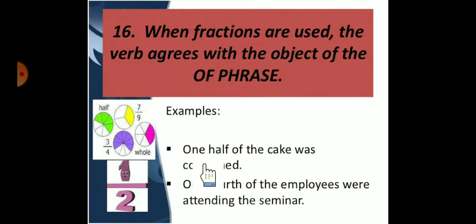For example: "One half of the cake was consumed." "One fourth of the employees were attending the seminar." When there is one half of the cake, where cake is singular, a singular verb is used. When it is one fourth of the employees, which is plural, a plural verb is used. Understood, students? According to this rule, we have to practice this.